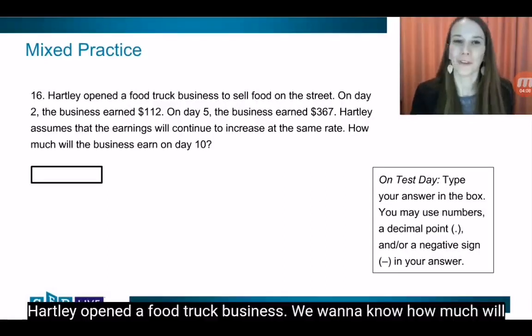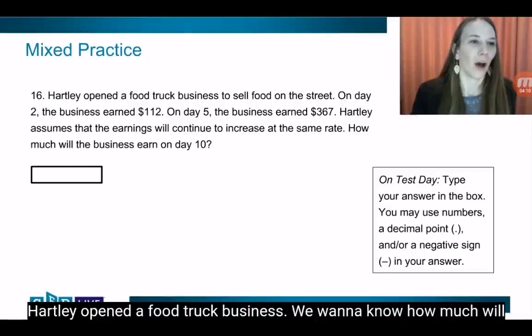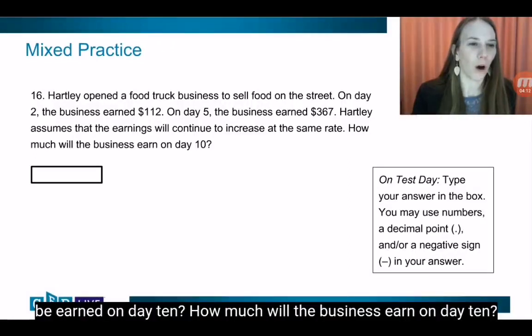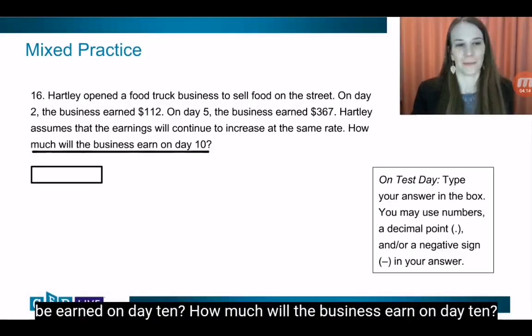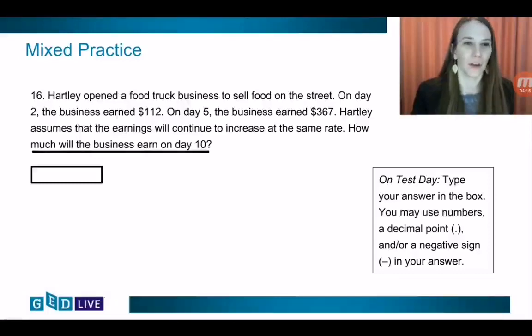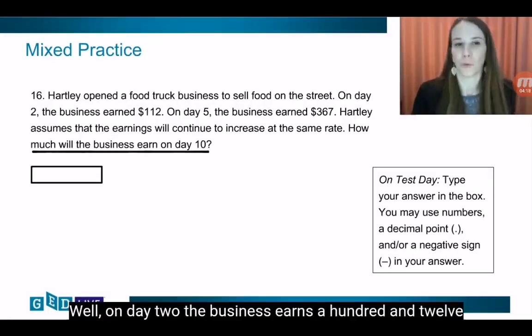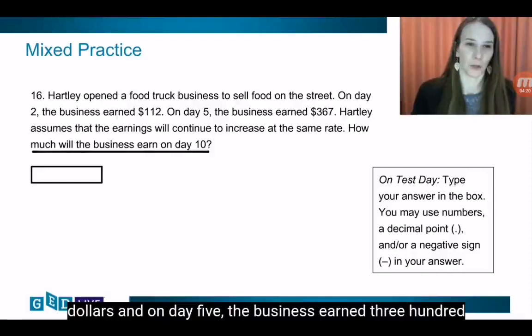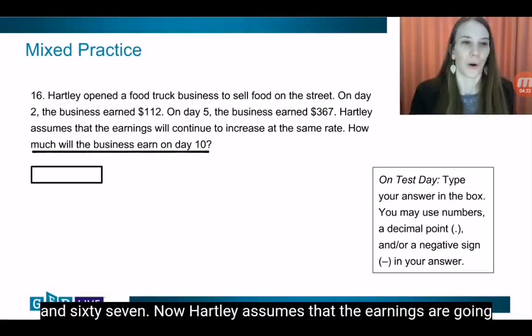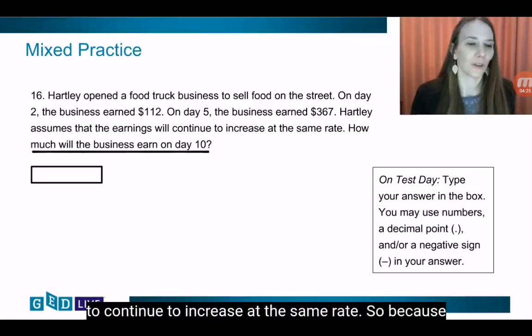All right, Hartley's open a food truck business. Want to know how much will be earned on day 10? How much will the business earn on day 10? Well, on day 2, the business earns $112, and on day 5, the business earned $367. Now, Hartley assumes that the earnings are going to continue to increase at the same rate.